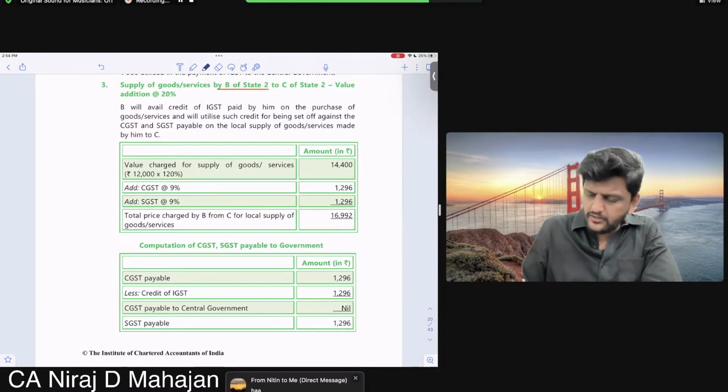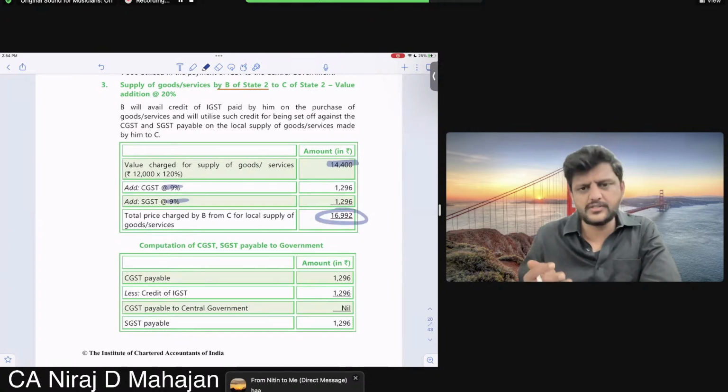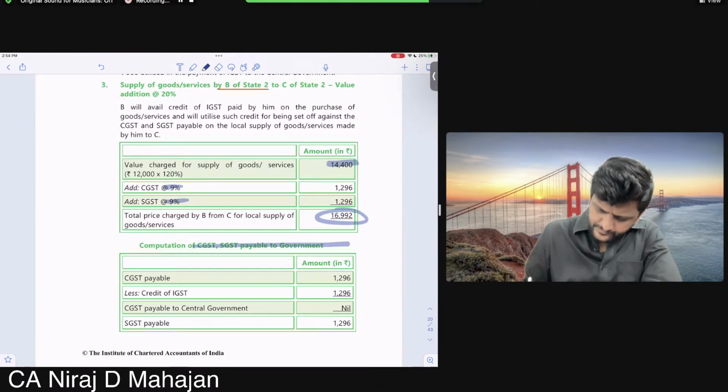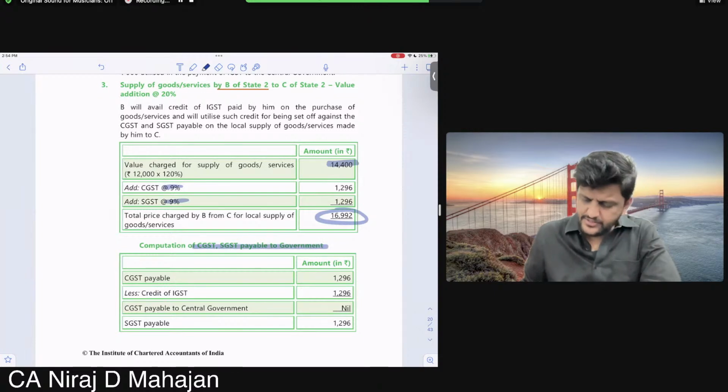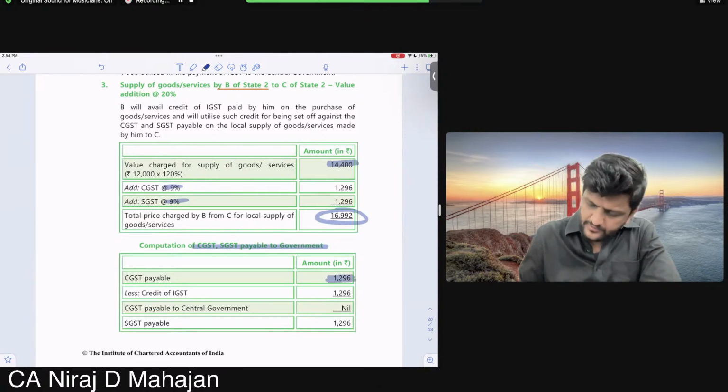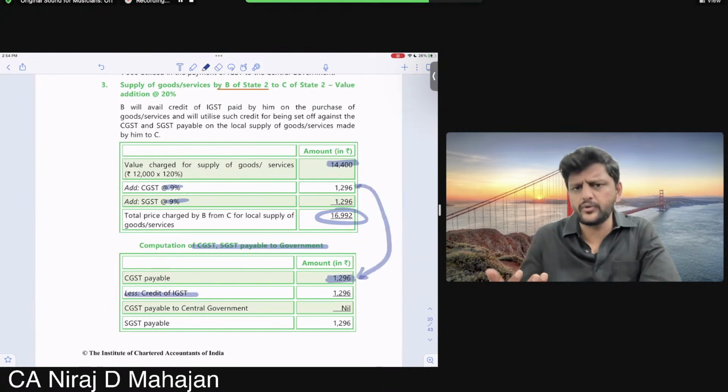So B to C 14,400 without GST. Then it is intra, therefore 9%. So value of invoice is 16,992. That's okay. Look at the tax payable. CGST, pay attention now. CGST output 1296. They are reducing this much IGST here. That is completely allowed. 1296.